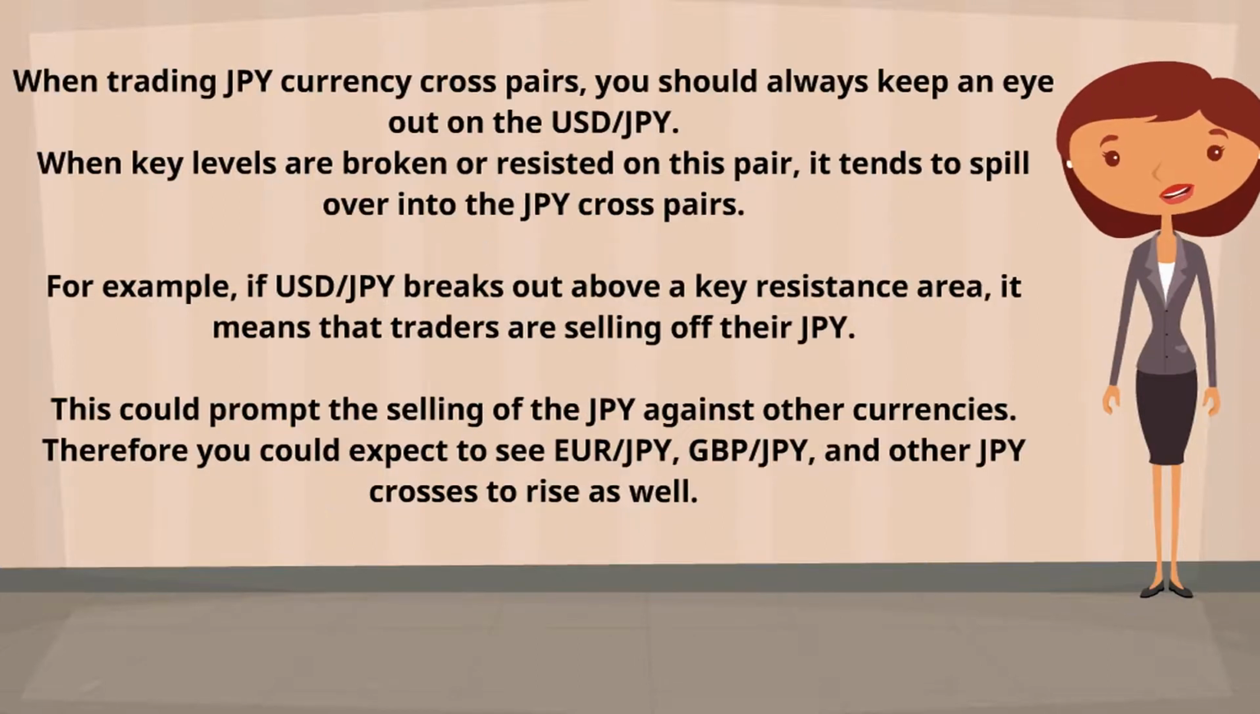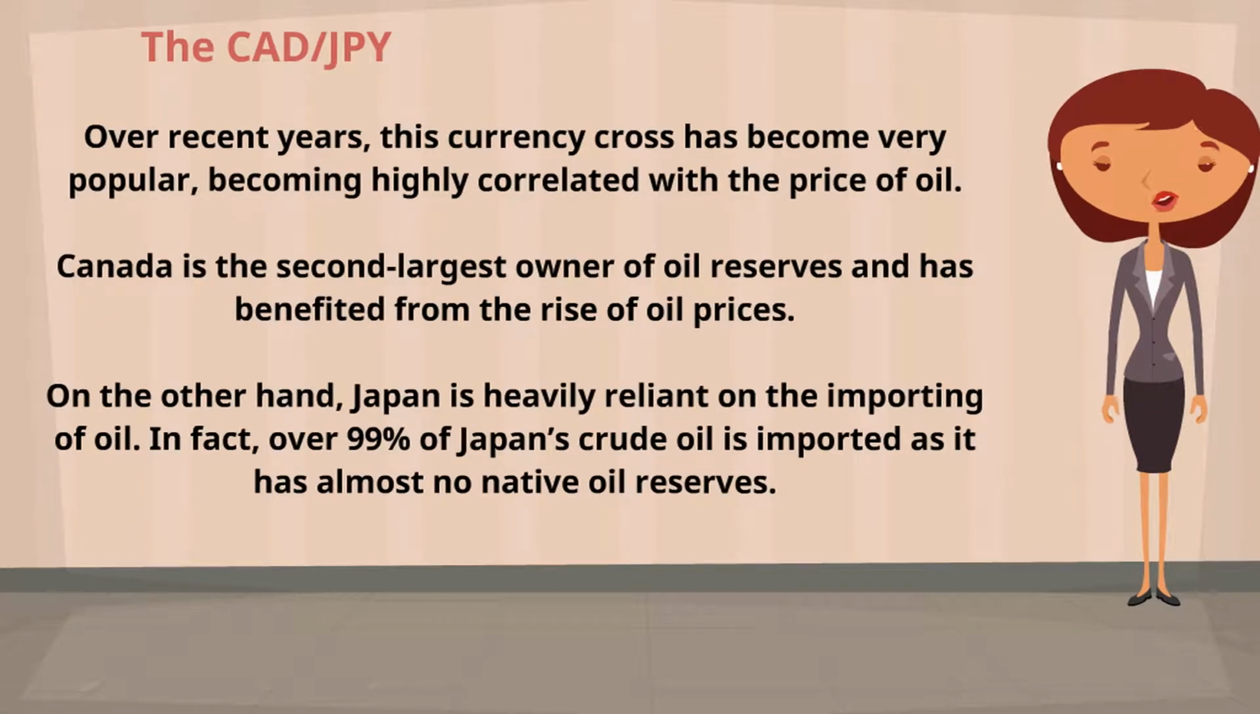When trading JPY currency cross pairs, you should always keep an eye out on the US dollar to Japanese yen. When key levels are broken or resisted on this pair, it tends to spill over into the JPY cross pairs. For example, if US dollar to Japanese yen breaks out above a key resistance area, it means that traders are selling off their JPY. This could prompt the selling of the JPY against other currencies. Therefore, you could expect to see euro to Japanese yen, pound sterling to Japanese yen, and other JPY crosses to rise as well.